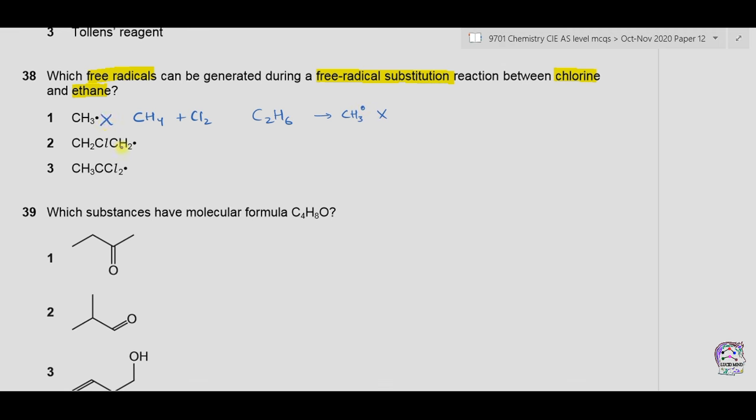Option 2, CH2Cl CH2 radical. This product is possible if we have ethane, 6 hydrogens. This can react with chlorine radical to form radical on carbon along with the removal of HCl. Same can also happen with this carbon hydrogen bond. The radical formed can react with chlorine molecule to form chloride product.